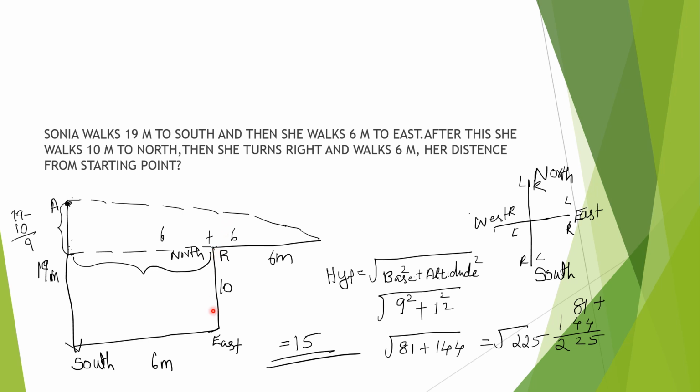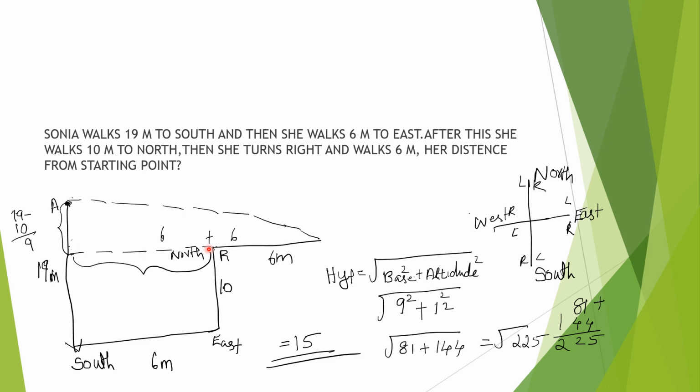Here we know it is 10, okay? And altogether it is 19. So 19 minus 10, you will get 9, okay? So we get the base as 9. That is 19 minus 10 is equal to 9. And here up to this it is 6. See, here it is 6 meters.